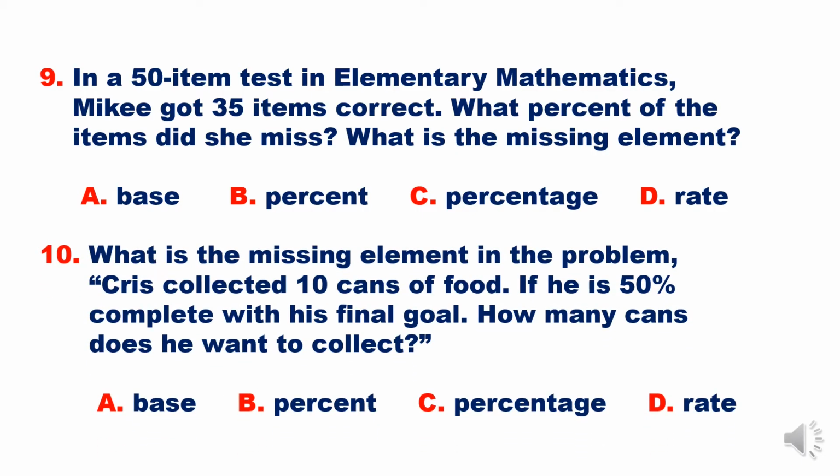Number 10. What is the missing element in the problem? Chris collected 10 cans of food. If he is 50% complete with his final goal, how many cans does he want to collect? A. Base, B. Percent, C. Percentage, D. Rate.